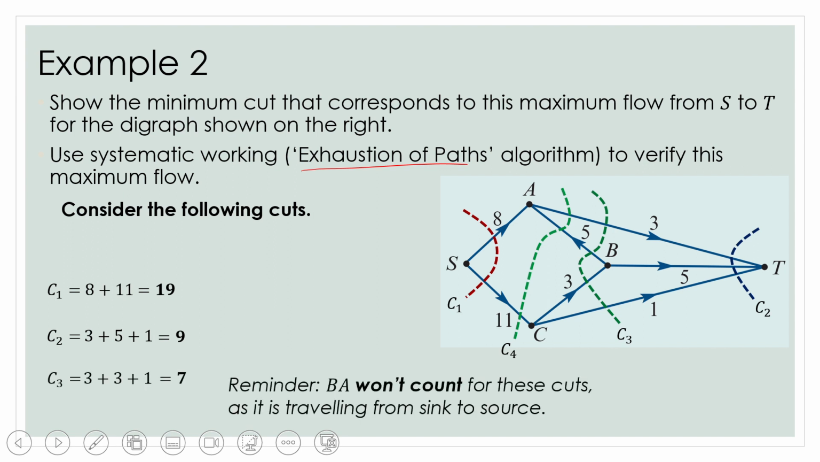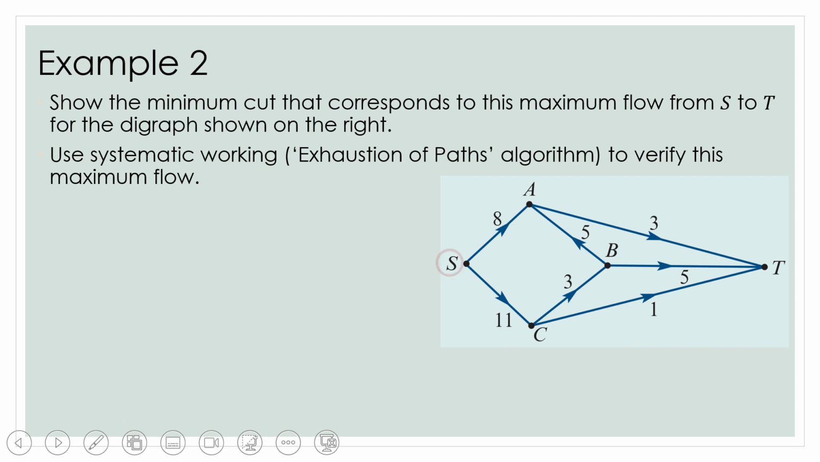So we've got our cuts there, 19, 9, and 7. So max flow equals minimum cut. So our minimum cut there is going to be the 7. Therefore our maximum flow through this network is going to be 7 units. If you went through and did this, you would also find that is in fact the case.